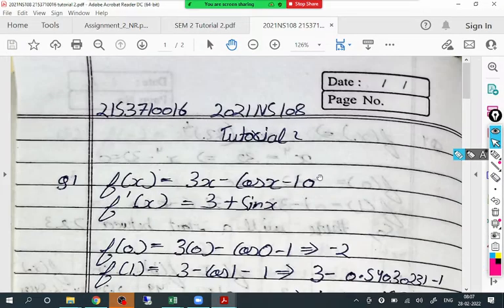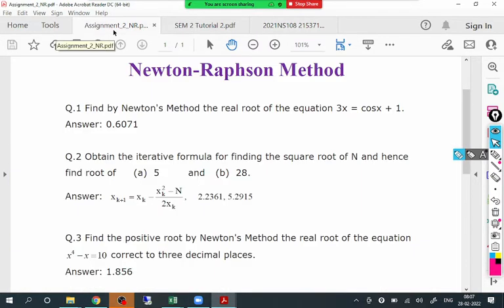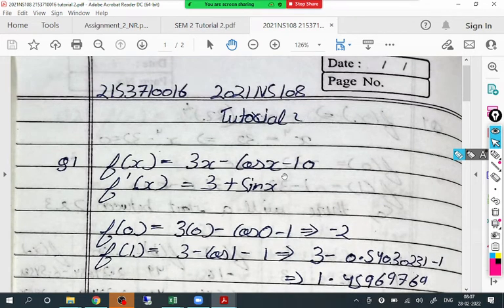Okay, so this is from number 15, and this is the correct way. This one you should follow. See, f(x) is taken as 3x minus cos x minus 10. Why minus 10? It is 1 there, no? Why is it written 10? Chirag?